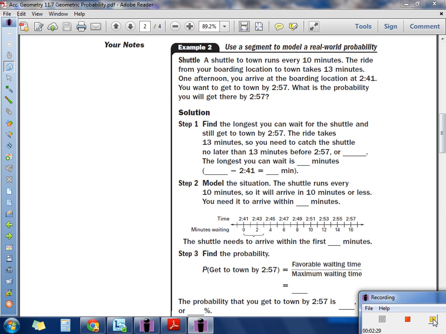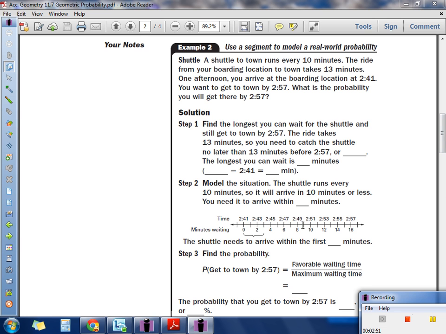Example 2 is a little bit challenging because it involves some reading and comprehension. It says a shuttle to town runs every 10 minutes. The ride from your boarding location to town takes 13 minutes. One afternoon you arrive at the boarding location at 2:41. You want to get to town by 2:57. What's the probability you will get there by 2:57?